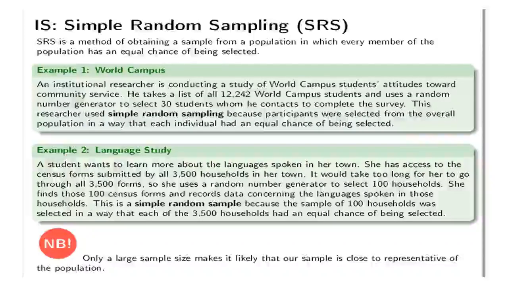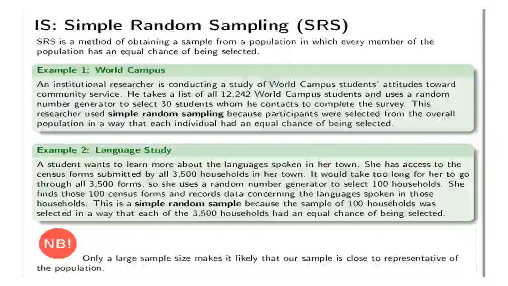A student wants to learn more about the languages spoken in her town. She has access to the census forms submitted by all 3,500 households in her town. It would take too long for her to go through all 3,500 forms. So she uses a random number generator to select 100 households. She finds those 100 census forms and records data concerning the languages spoken in those households.